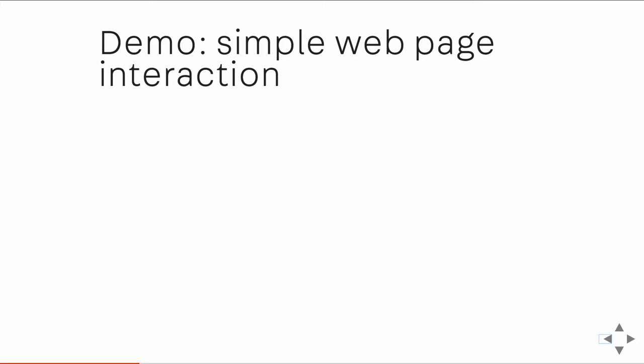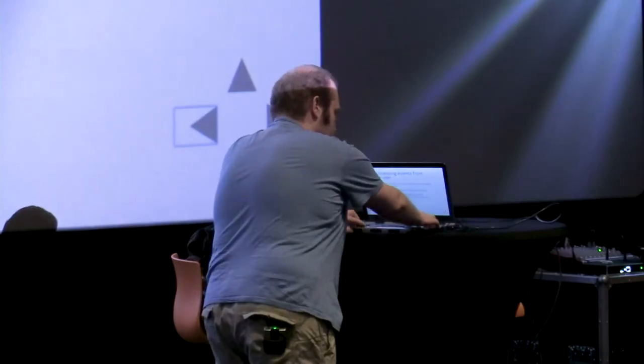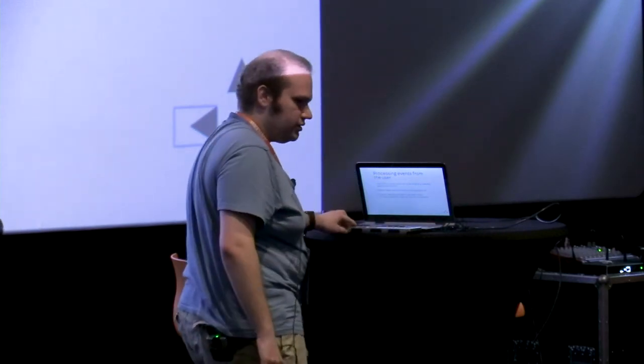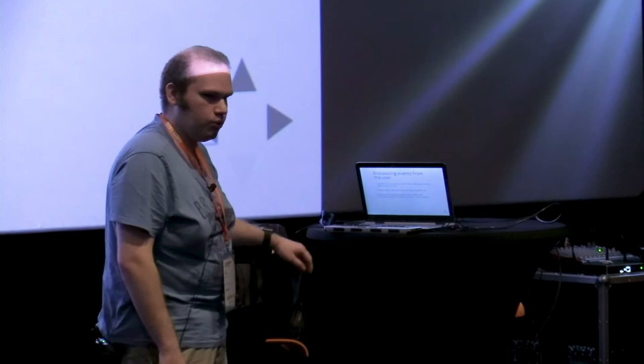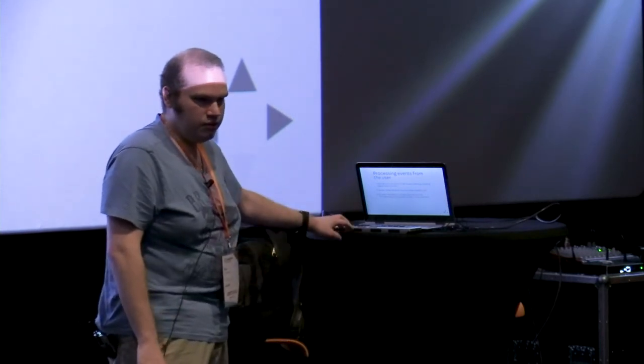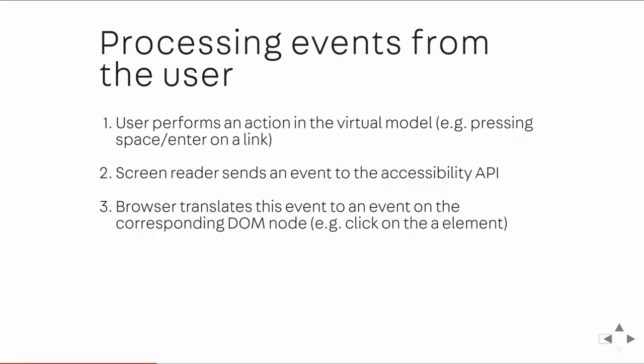So I will keep this demo very short because we are a little bit out of time. And now I should press a few buttons to be able to go to the next slide. Yeah. So the other way around, processing events. What I mean by that is, for example, when I explore the web page and I want to activate a link or a button or enter something in a form control, somehow events have to flow back from that virtual model that the screen reader builds to the web browser. So, for example, the user performs an action. For example, I press spacebar or enter on a link. Most screen readers make space bar work as well, but in a normal browser you can only use the enter key.